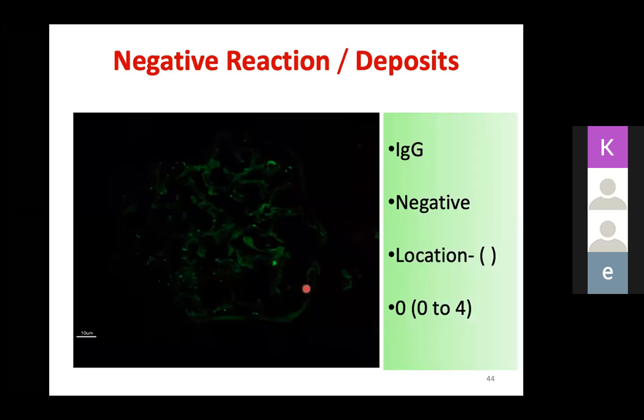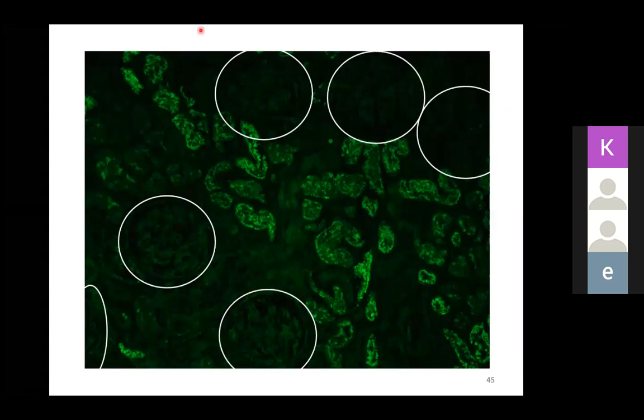So this is immunofluorescence with IgG. I don't see any significant positivity, so this is negative for IgG. This is how my glomeruli are going to look. They don't light up with anything.